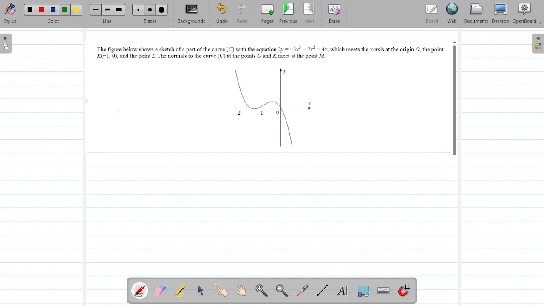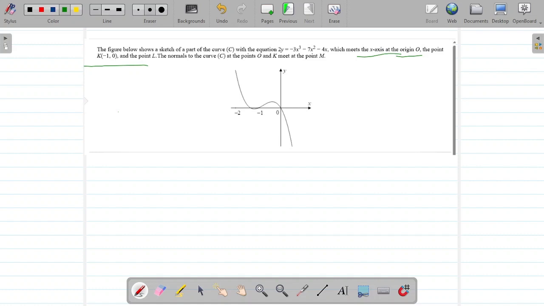First of all, they want the coordinates of L. What did they say about L? They said the curve meets the x-axis at the origin, point K and point L. So there are three points that intersect the x-axis: point L, point K, and the origin. And we want to find point L.